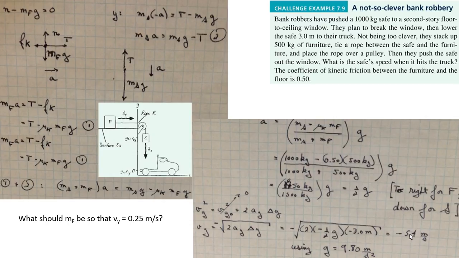And so this is a rather large velocity for a 1,000 kilogram safe to hit the bed of a truck. And so my question to you is, if we keep everything the same in this problem, but m sub f, what should m sub f be so that v sub y for the safe just before it hits the bed of the truck is a 1/4 of a meter per second instead of this rather large minus 5.4?